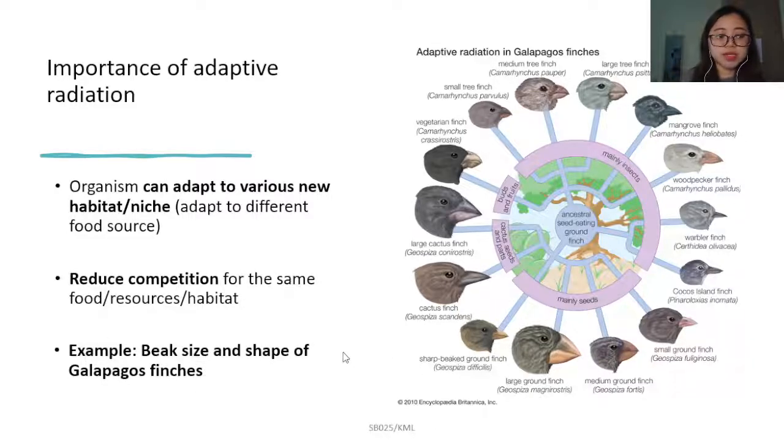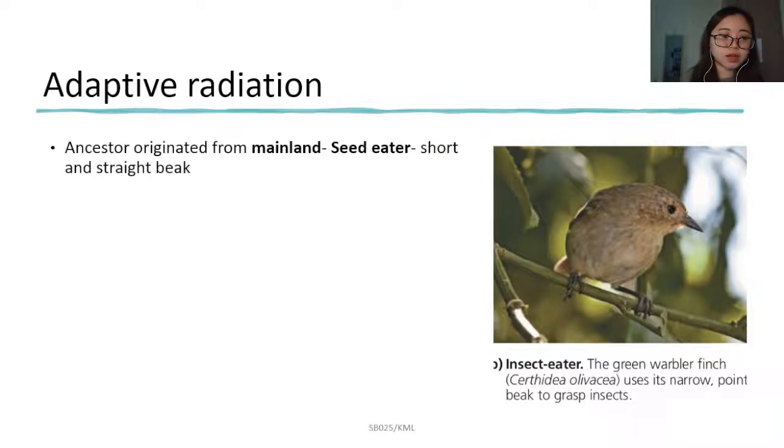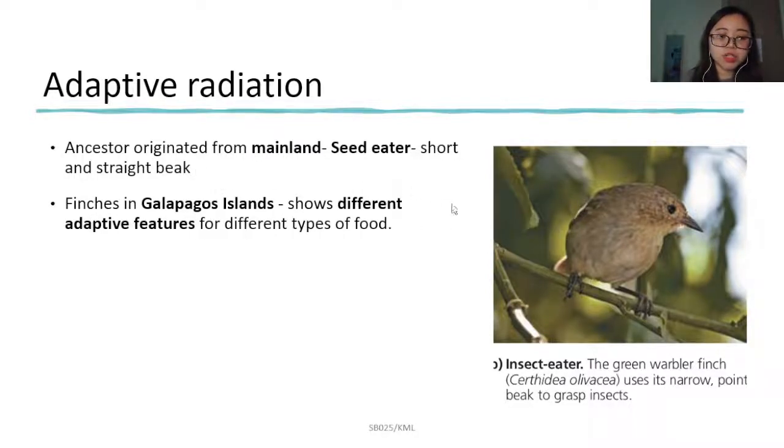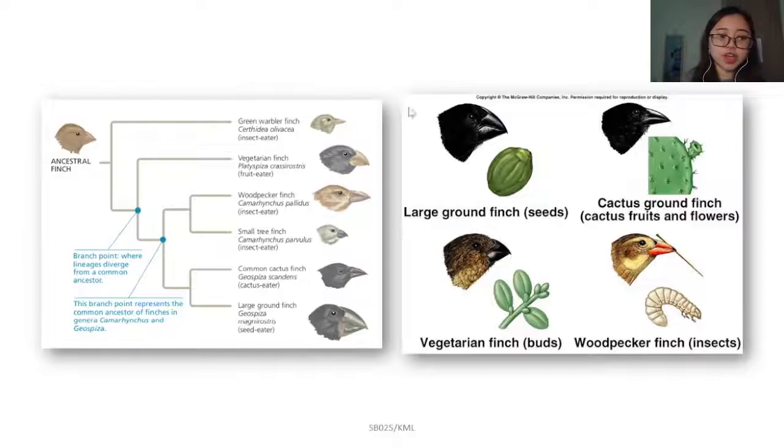Okay, a common example is the beak size and shape of Galapagos finches. So adaptive radiation, okay, this is an explanation of what I said earlier. The ancestors of the finches on the Galapagos Islands originated from the mainland, and they were seed eaters. They had a short and straight beak. The finches in the Galapagos show different adaptive features for different types of food. There are cactus finches, plant-eating finches, insect-eating finches, etc. And they all have different varieties of beaks and different food sources. They reduce competition with each other for food, resources, and habitats.